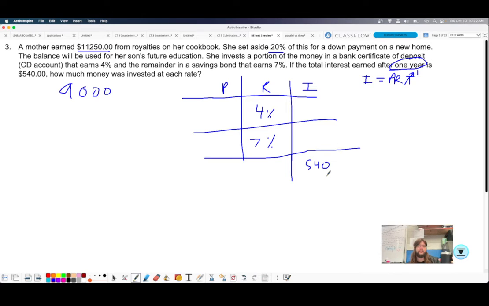So I just plugged in the numbers from the problem. 4% rate, 7% rate, and the total interest is 540. Well, that's how much she's going to get because she's putting money in the bank, going to make some money. Well, she's putting it into a CD and a bond.